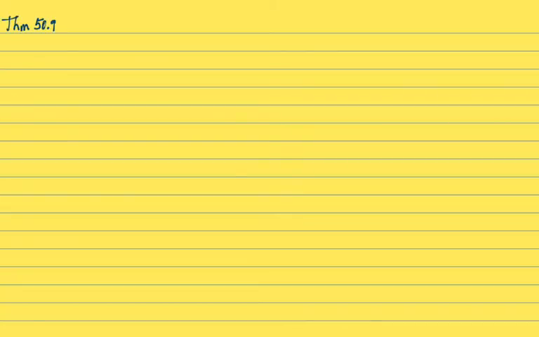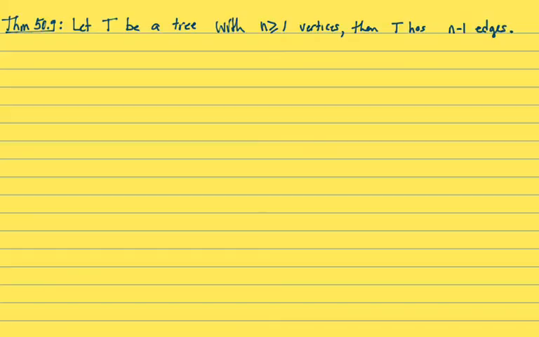The final theorem I want to cover has to do with the number of edges on a tree. If we let T be a tree with at least one vertex, then T has to have n minus 1 edges. Every tree has one less edge than vertex. Always. As long as it's connected and acyclic, every graph that's a tree has n minus 1 edges. We want to prove that fact.